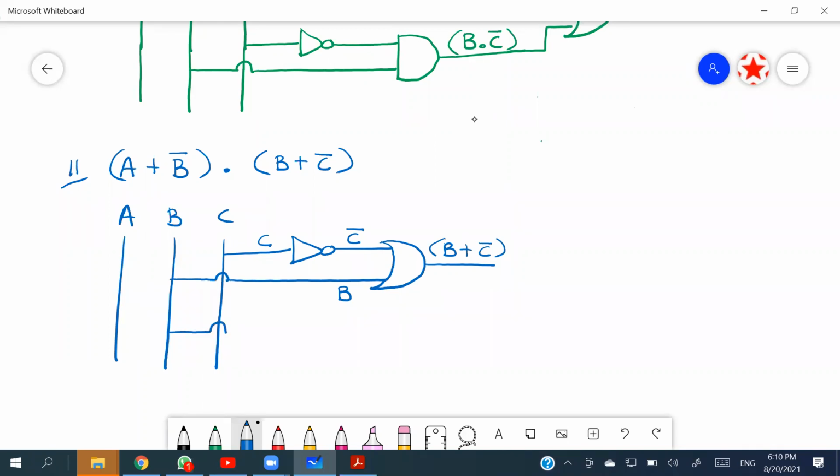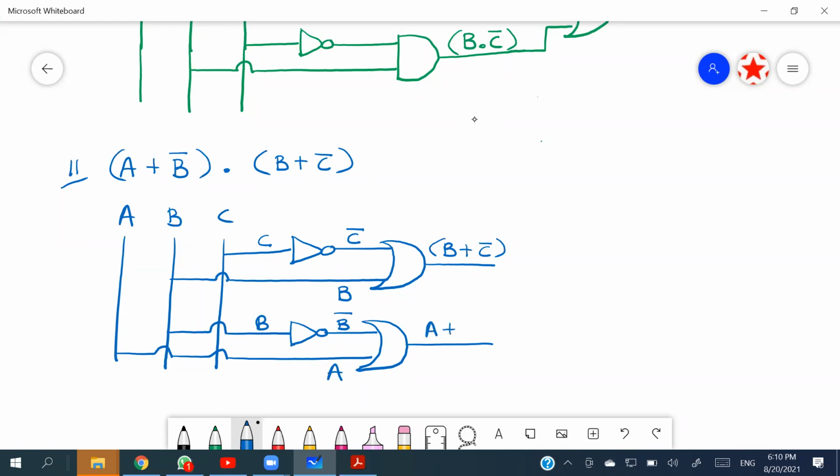So first I am going to create B bar. Then I'm going to take A. Again, I'm going to put this inside an OR gate. When you receive B here, you can have B bar, and then here from A, so you can have A plus B bar, right? So the brackets are done.